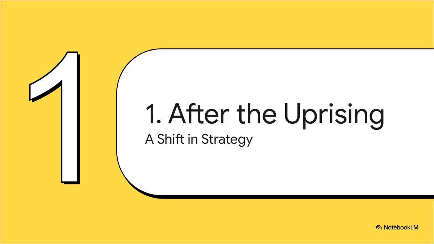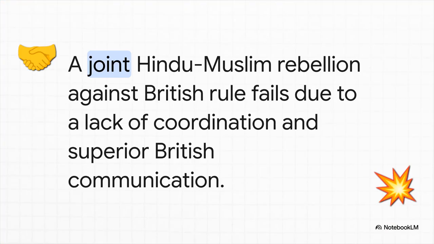So our story doesn't actually start in some stuffy parliamentary debate or at a negotiating table. It starts on the battlefield. And the failure of this massive shared rebellion would change the entire course of the independence movement. Now, the really key thing to understand about this rebellion is that it was a joint effort, and the sources really stress this point. Hindus and Muslims were fighting side by side. But for all that unity, it failed.